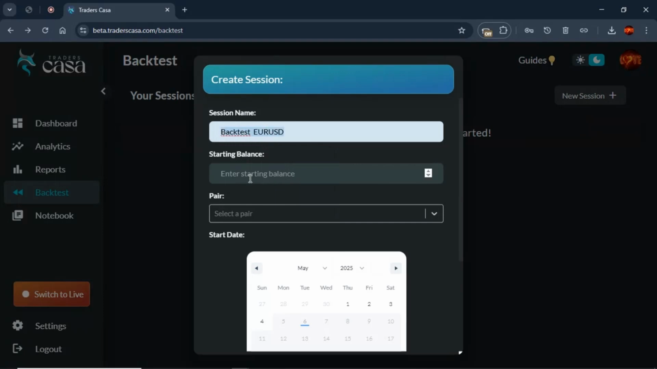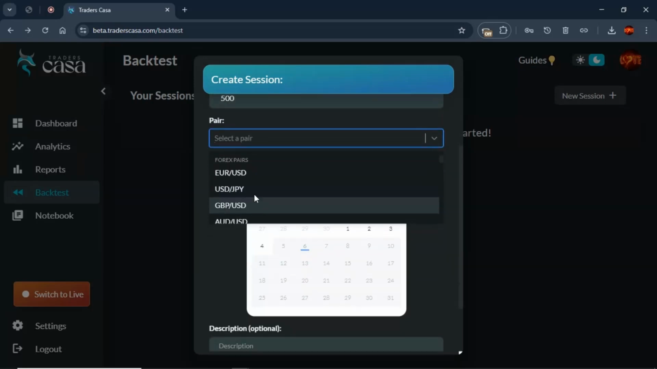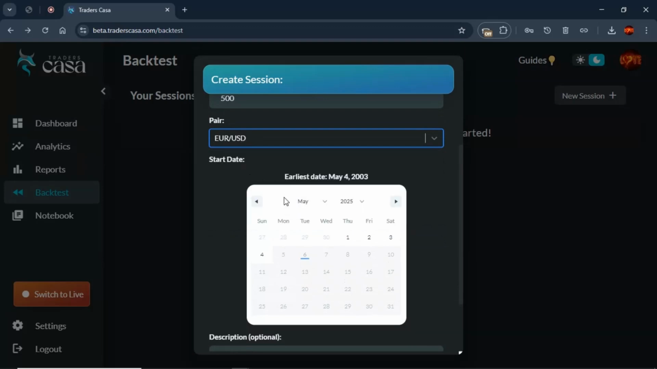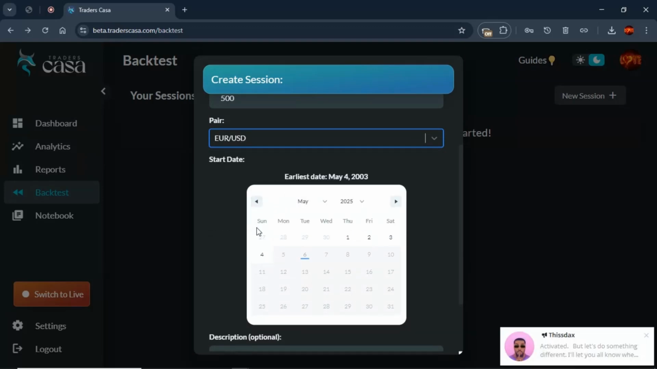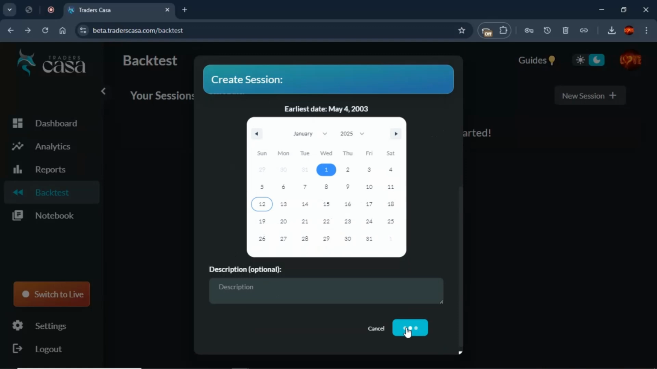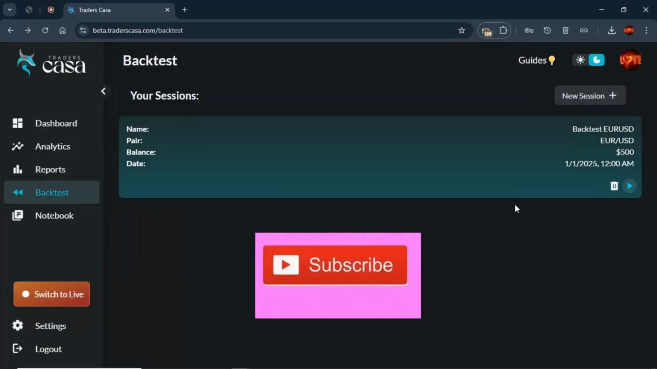Call the session any name we want, and let's have a starting balance of $100. Let's times that by 5, and let's go with $500. We select our pair and pick Euro USD, and let's start from the beginning of the year, which is January, and then we save. So it will asynchronously create that instance of a new session.